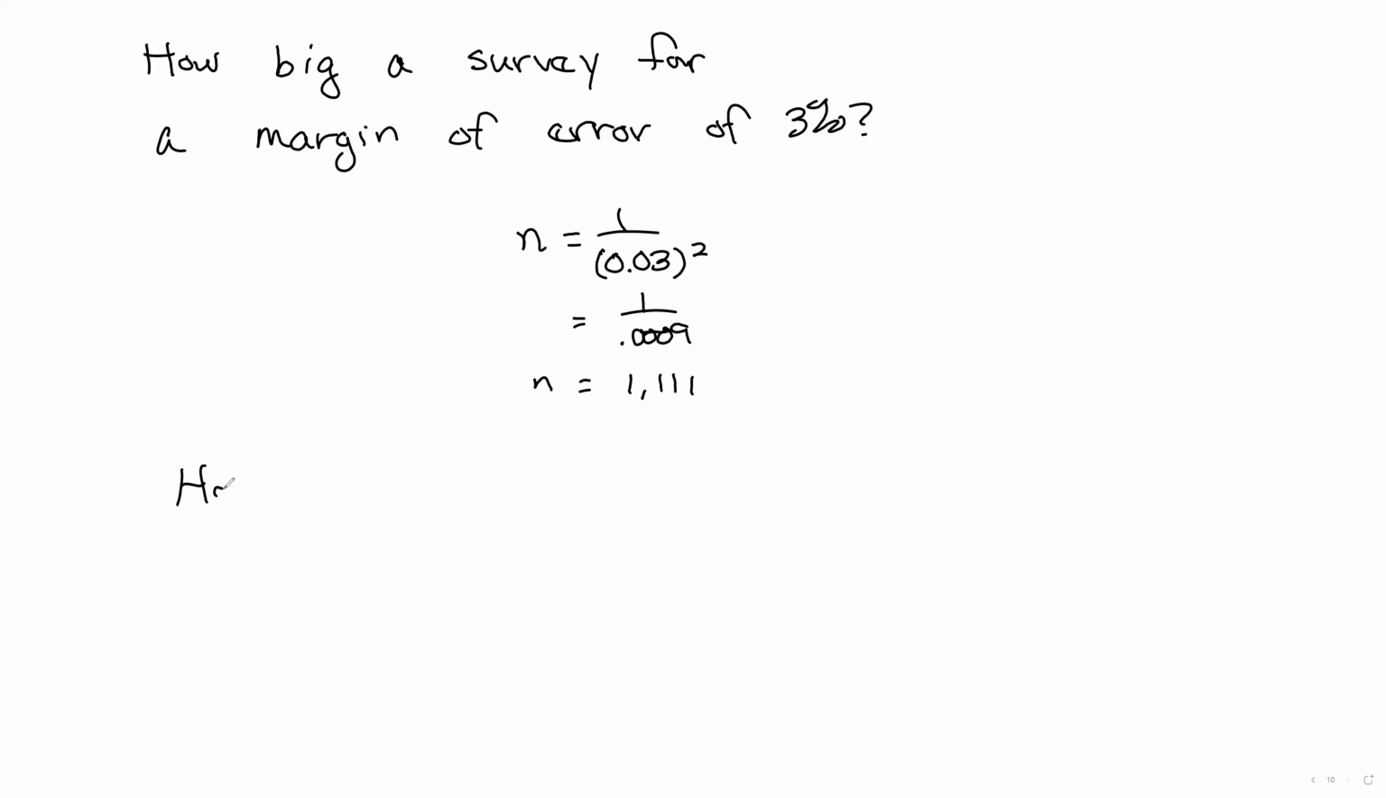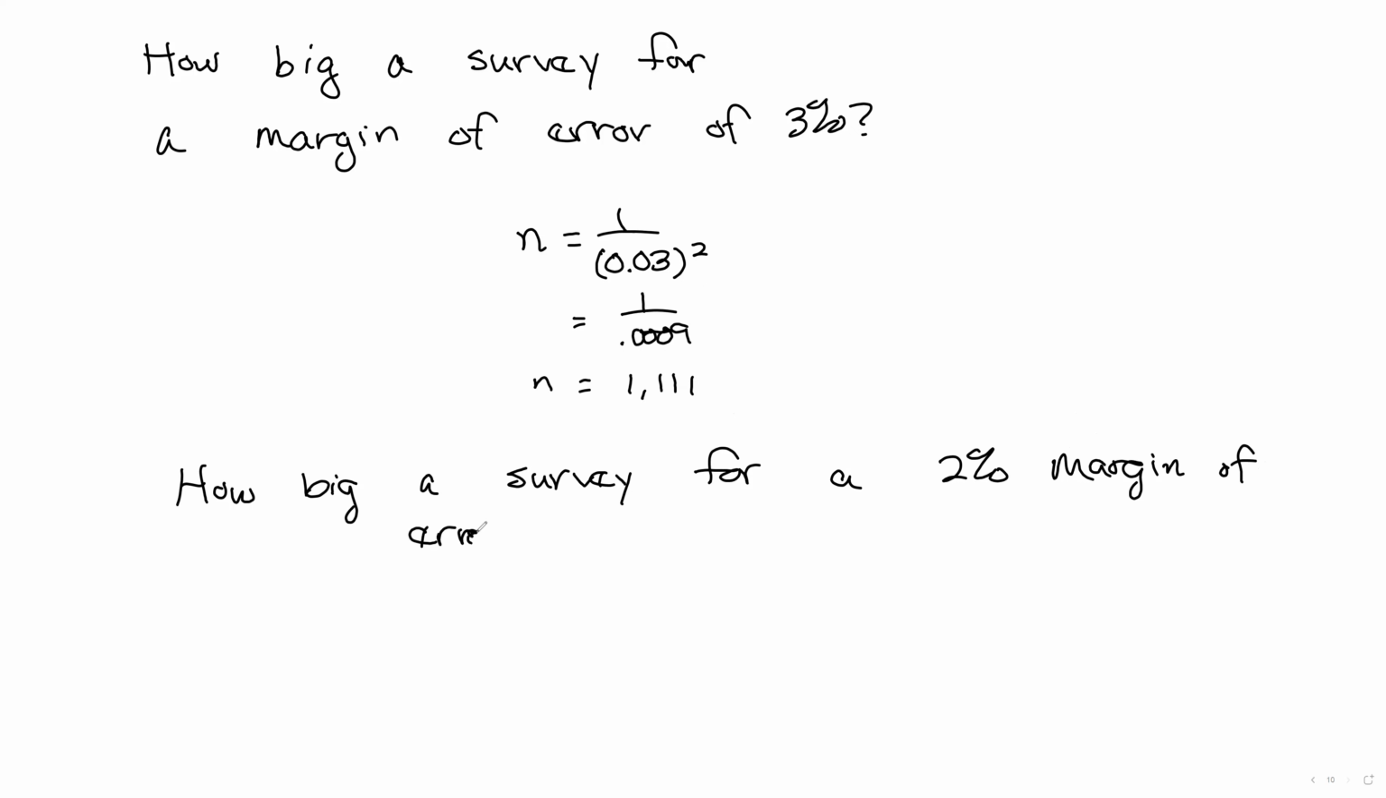All right, so how big a survey for a 2% margin of error? Again, we're assuming a 95% confidence interval. Before we do this, should the number be bigger or smaller? Should we get more than 1,000? If we want a smaller margin of error, do we need to interview more people or fewer people? Okay, think about that for a second. 1, 2, 3. It should be larger.